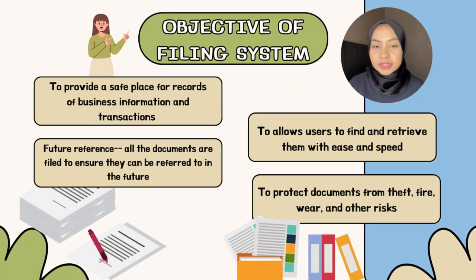The objective of a filing system is to provide a safe place for records of business information and transactions that are no longer in use and to make them available when they are required. Second, for future reference, all the documents are filed to ensure they can be referred to in the future, based on the 3R rules, which is to give the right file to the right person at the right time. Other than that, it allows users to find and retrieve them with ease and speed, as strategic filing arrangements allow the company to refer to pertinent documents considerably more quickly.